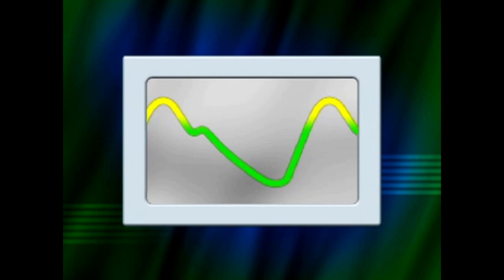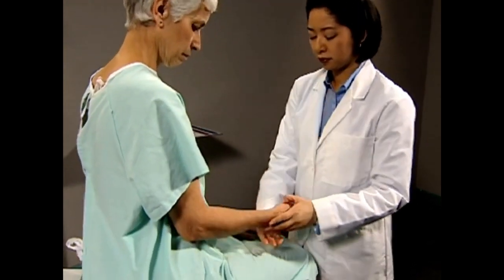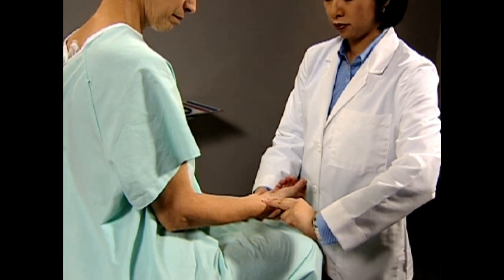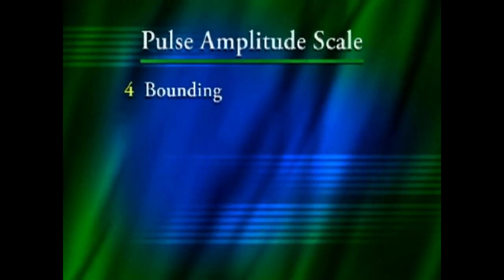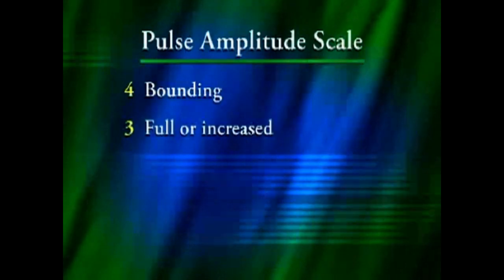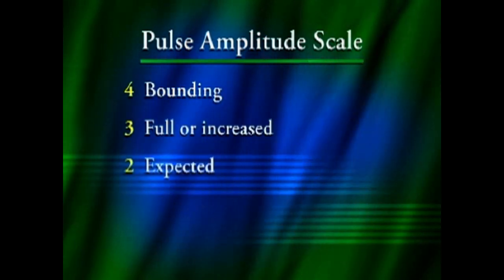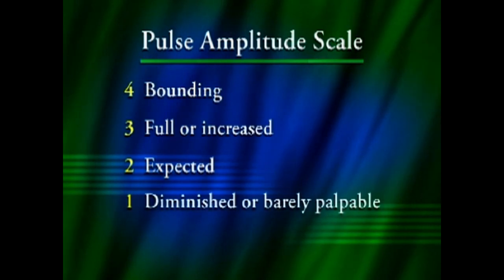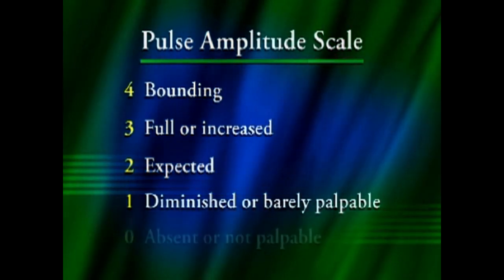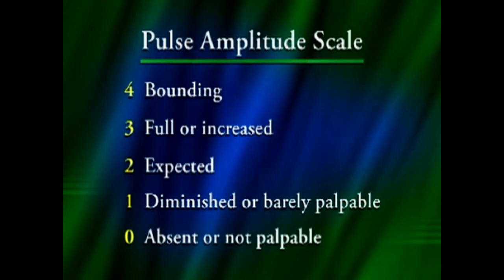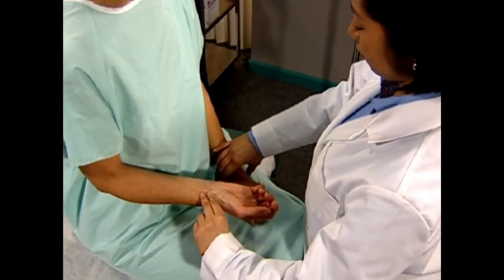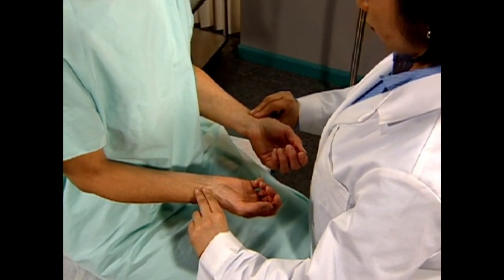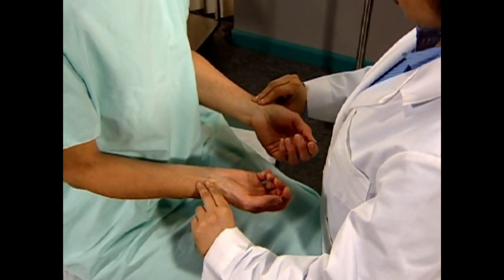The contour of the pulse wave should be smooth and rounded or dome-shaped. There should be no cyclic differences from wave to wave. Describe the amplitude of the pulse on a scale of 0 to 4. On this scale, 4 is a bounding pulse, 3 is a full or increased pulse, 2 is the expected amplitude, 1 is a diminished or barely palpable pulse, and 0 is a pulse that's absent or not palpable. On the left and right sides, pulses should be symmetric in contour and amplitude.